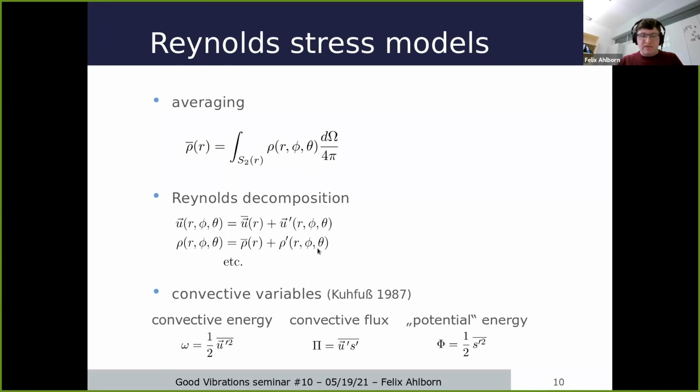And further, to derive the convection model, we also need to define a set of convective variables. So in the Kuhfuss models, these are the convective energy, which is the square of the velocity fluctuations, the convective flux, which is a correlation function of velocity and entropy fluctuations, and what is called in this context potential energy, which is the square of the entropy fluctuations. And then again, using the hydrodynamic equations, one can derive the evolution equations for these 3 quantities. And in the following, I will be mostly focusing on convective energy and convective flux, because for the stellar model, these are the 2 most interesting quantities.